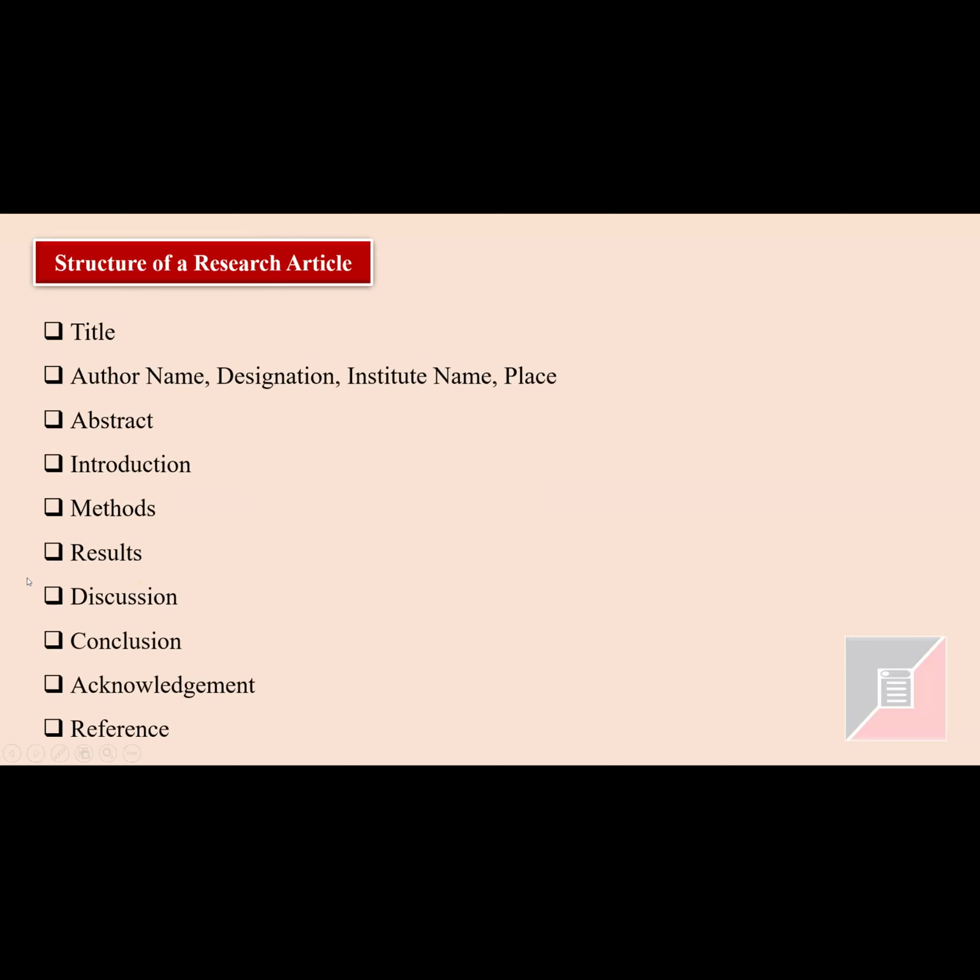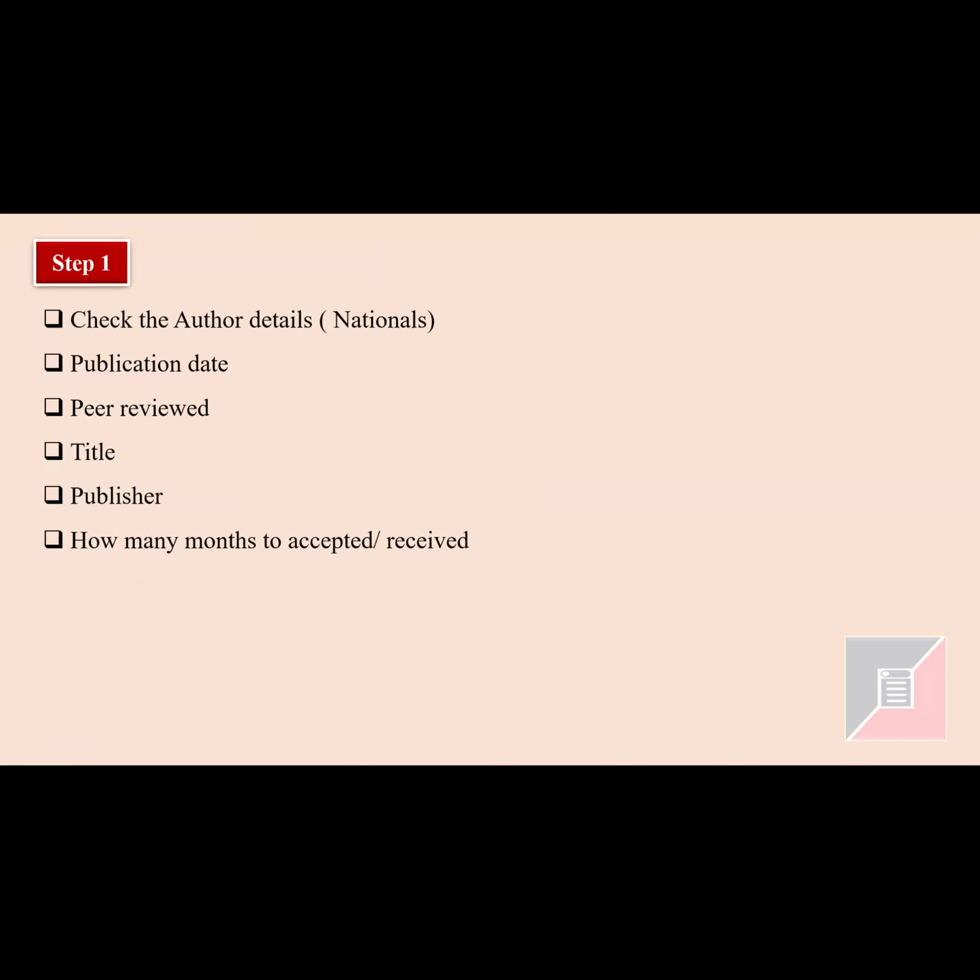The structure of a research article, hopefully most of you know: the title, author name, designation, institute, abstract, introduction, methods, results, discussion. All these are basic things you can explore; at least with a single article you will come to know. First step, I normally check the author's details. Why I preferably check Indian authors is because they are related to my research work, and I will get a chance to easily explore their research work.